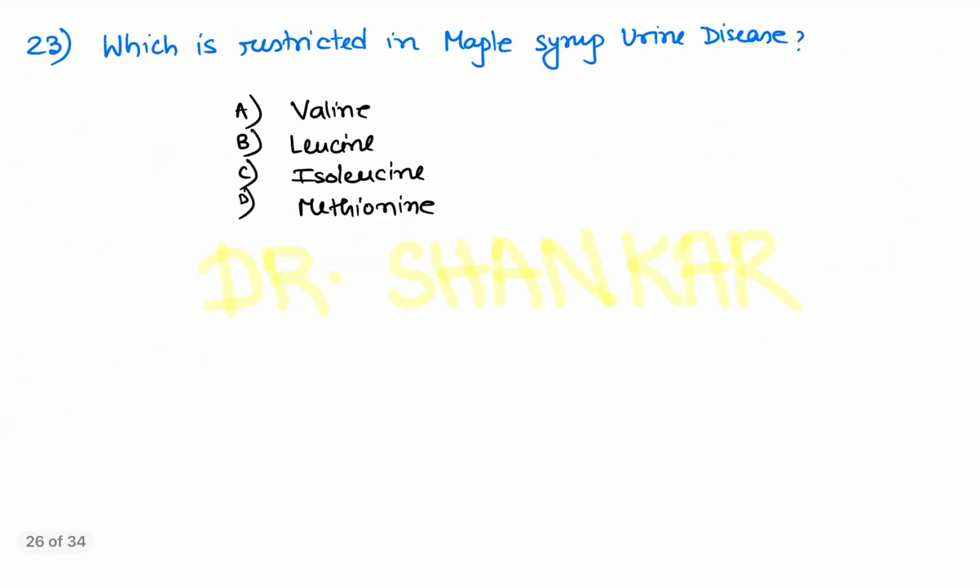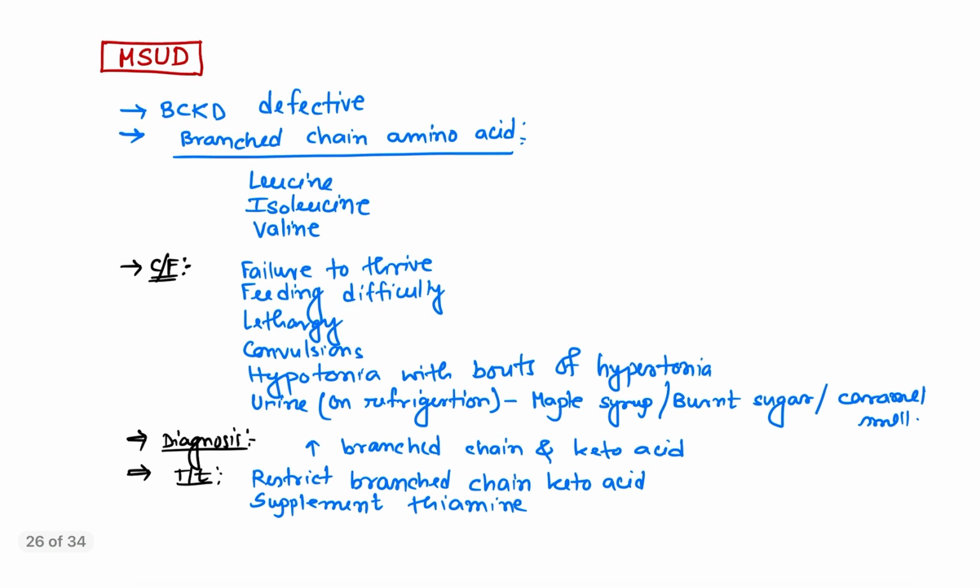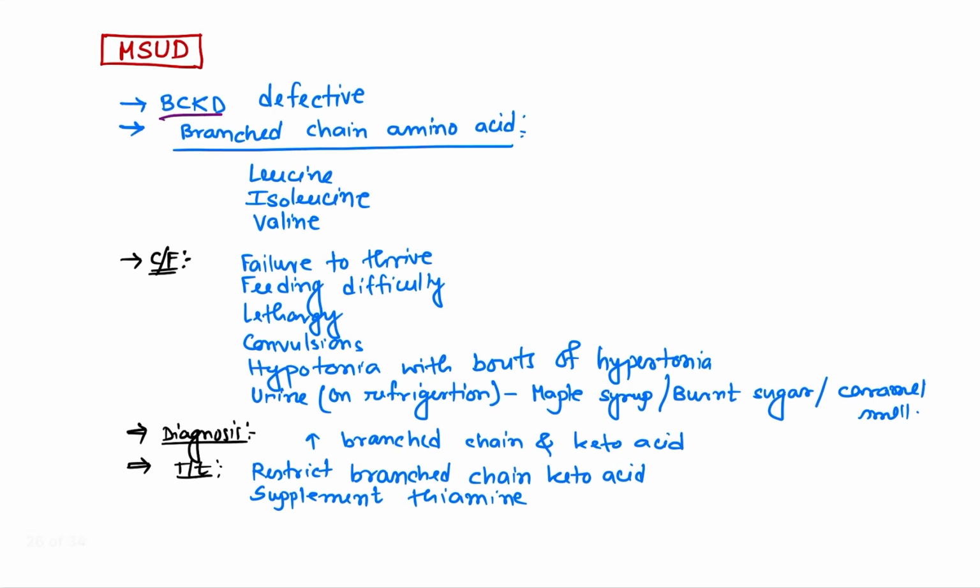Now coming to question number 23, which is about what is not restricted in maple syrup urine disease or MSUD. So maple syrup urine disease is a deficiency disorder where the branched chain ketoacid dehydrogenase enzyme is defective. That's why branched chain amino acid metabolism is hampered. So what are the branched chain amino acids? Leucine, isoleucine and valine. Because of this defective enzyme, their metabolism is hampered.